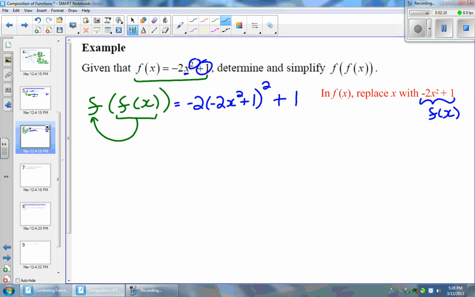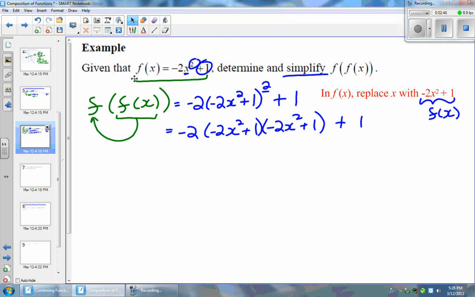Okay? All right, so from here, we're going to go ahead and, of course, simplify. So let's get rid of this squared here. We have negative 2 times negative 2x squared plus 1. And that squared means we're essentially multiplying it by itself twice. So negative 2x squared plus 1. And we're going to add 1. So we're just going to do some simple operations with functions here. Okay, so we have two binomials here. We have to multiply them.